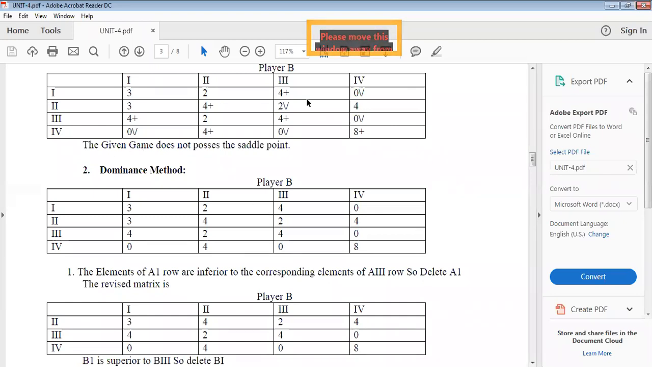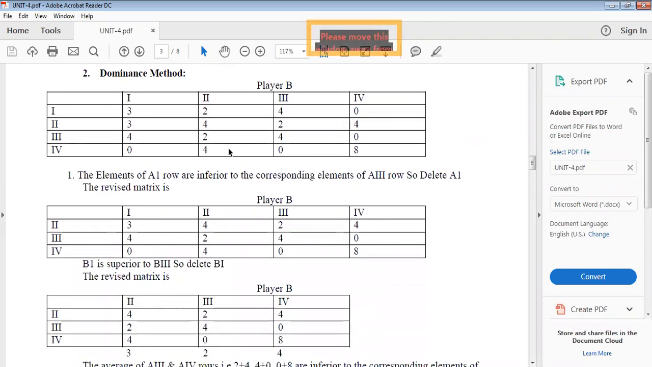Then we unmark the second row, third column, second row, second column. Like that, we have to mark out. Here, max and minimax are not matching, hence we have not shown anything. Simply you have to write down that it does not have a saddle point.